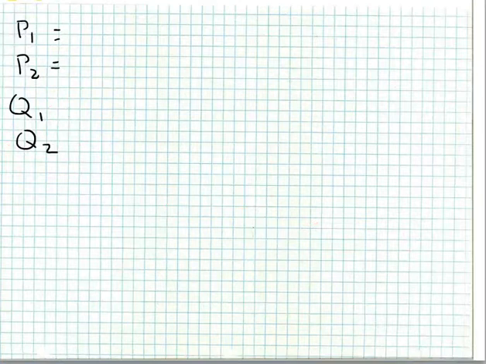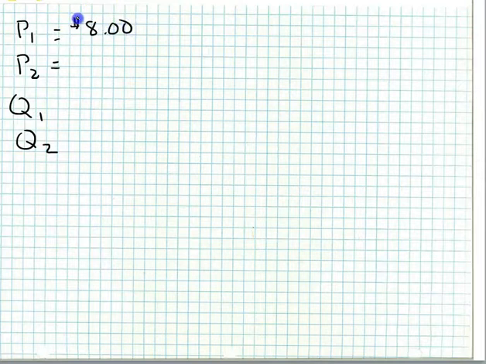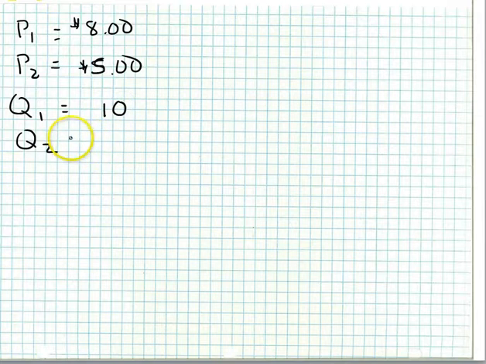So let's say the price of food at the beginning was $8 a unit, and it decreased to $5 a unit, and at $8 a unit we demanded 10 units of food, and at $5 a unit we demand 15 units of food.